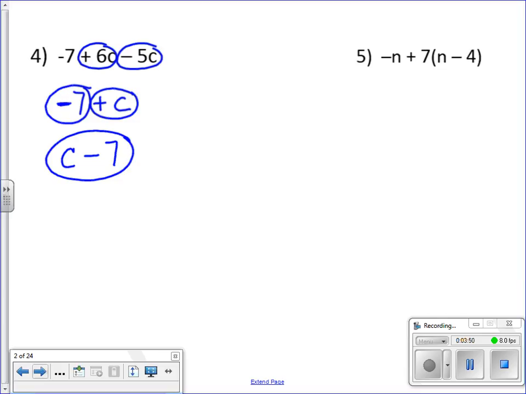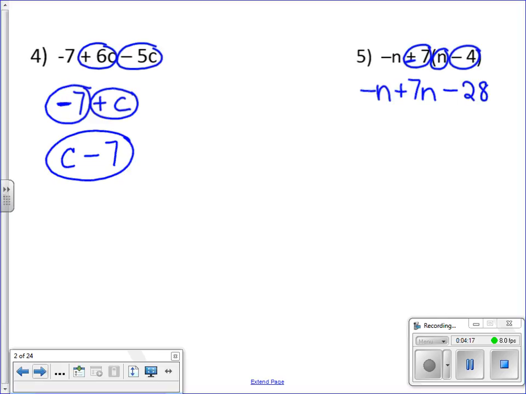This one I'm going to do on number 5, I'm doing a little of both here. I'm doing my distribution, and then I'm also combining like terms. I'm going to put the negative n because nothing's going to happen to that yet. I have a positive 7 times n. That's going to be a positive 7n. And then I have a positive 7 times a -4. That's going to give me a negative answer. And then 4 times 7 is 28.